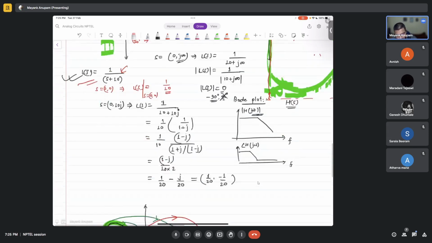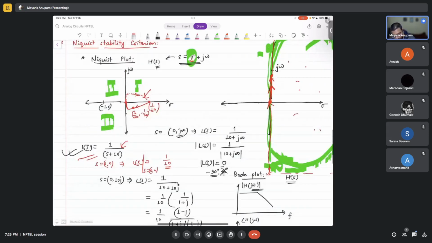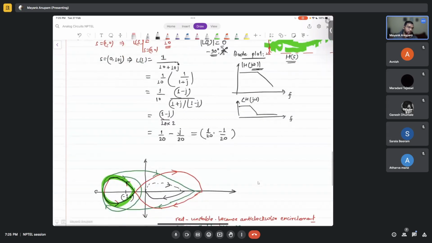Similarly, if you take a two pole system and you try to plot it, you will see that it will also never encircle the minus 1 comma 0 point. The worst that it will do is it may touch like this and it will come back, but it will never encircle. But with a three pole system, encirclement can indeed happen. You try to convince yourself with that.